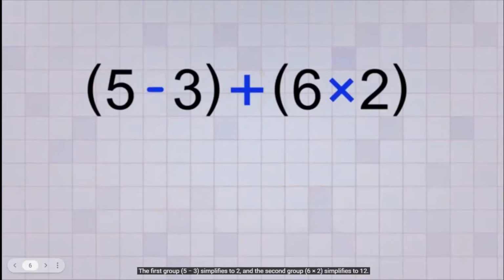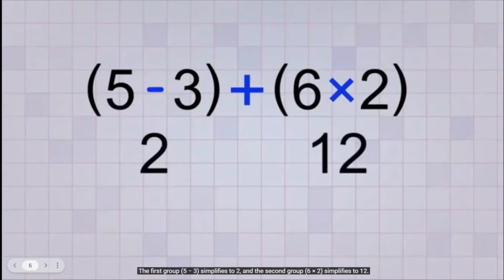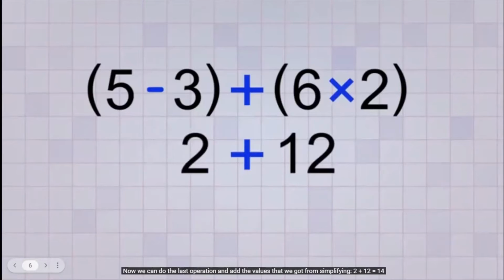The first group, 5 minus 3, simplifies to 2. And the second group, 6 times 2, simplifies to 12. Now we can do the last operation and add the values that we got from simplifying. 2 plus 12 equals 14.